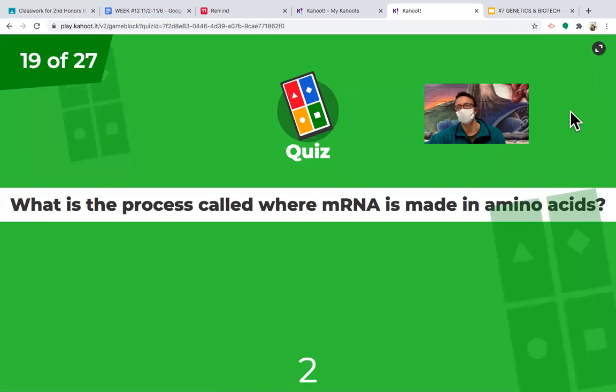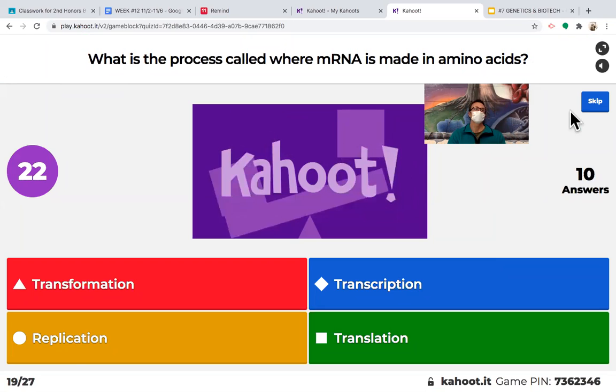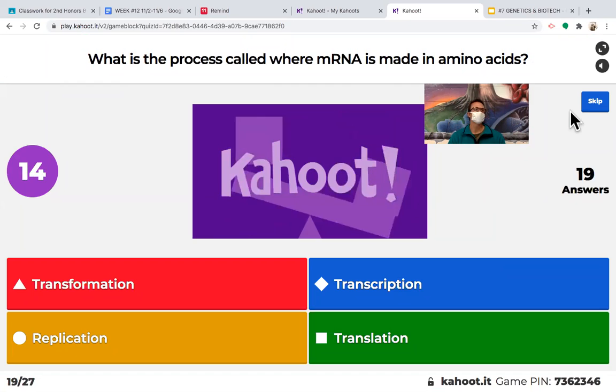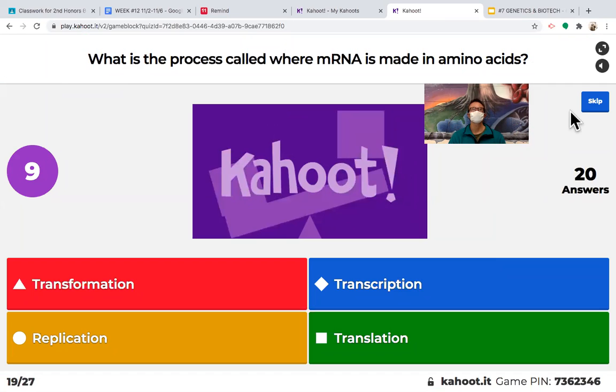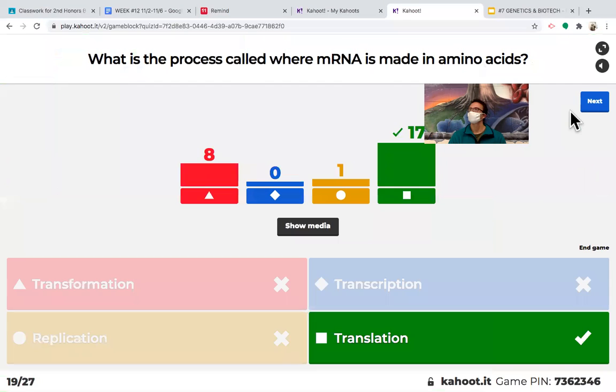What is the process called where mRNA is made into amino acids, right? So what process uses mRNA to link together amino acids? So what process is mRNA used in? That would be translation. We translate RNA into the language of proteins, which would be the order and sequence of amino acids.